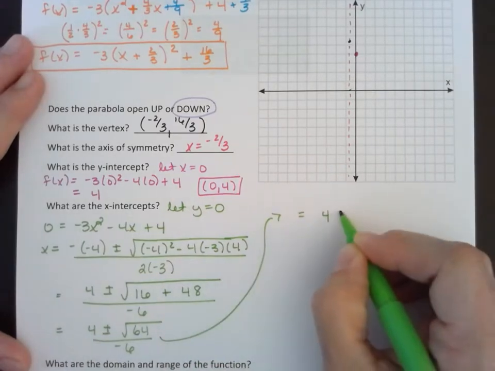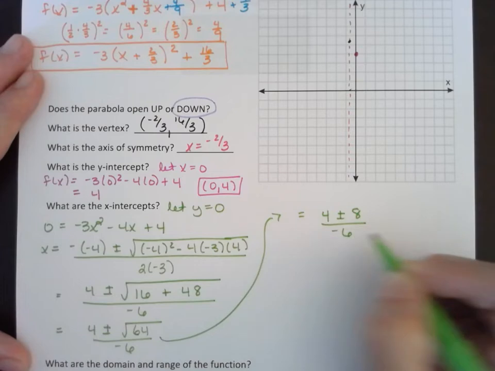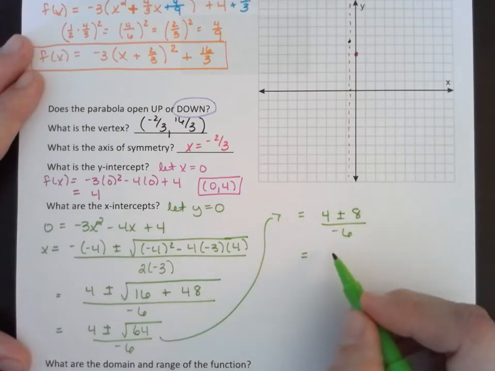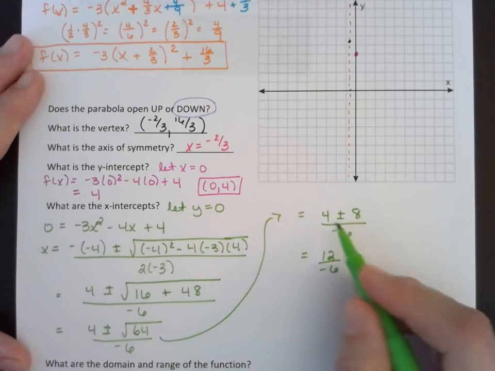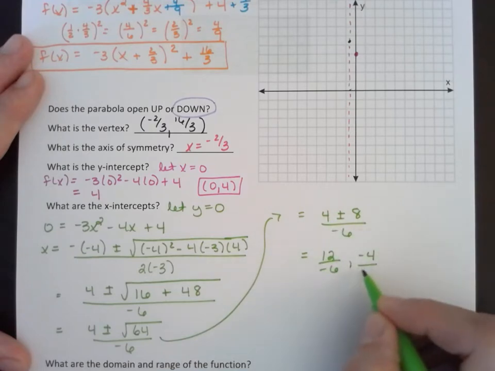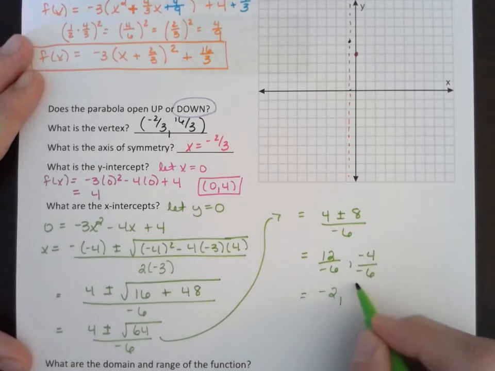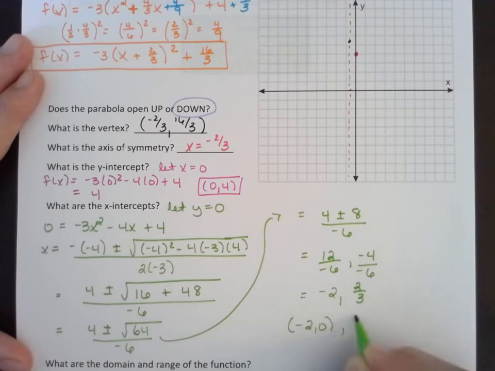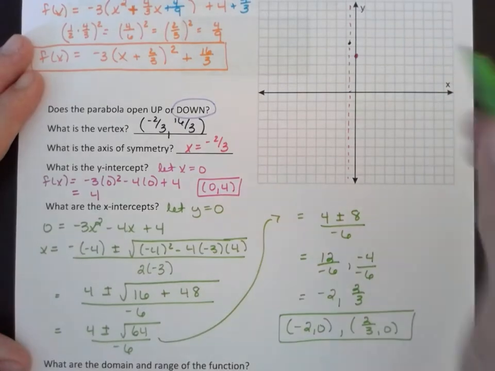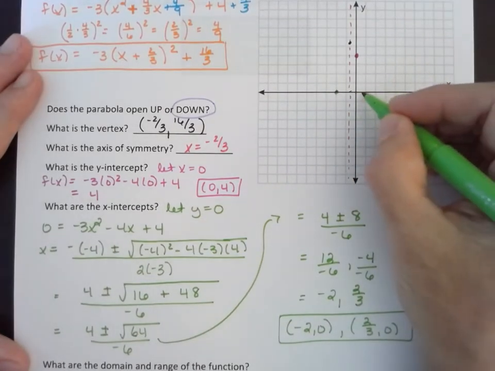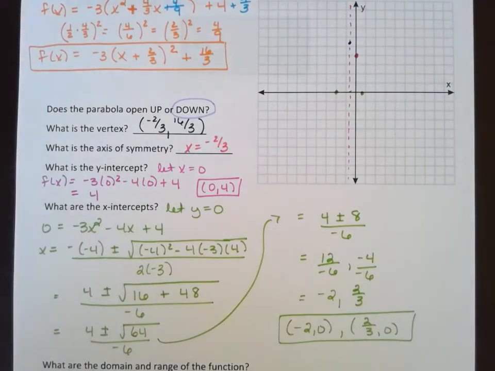So we have 4 plus or minus 8 over negative 6. 4 plus 8 is 12. And 4 minus 8 is negative 4. Make sure I did all that correctly. 12 over negative 6 is negative 2. And negative 4 over negative 6 is 2/3. So your two x-intercepts are negative 2 and 2/3. Negative 2 and positive 2/3. Now we have all of this information.